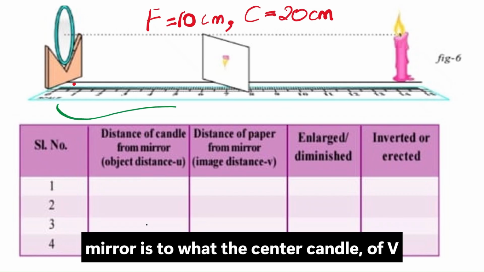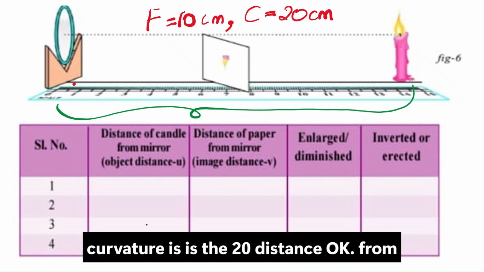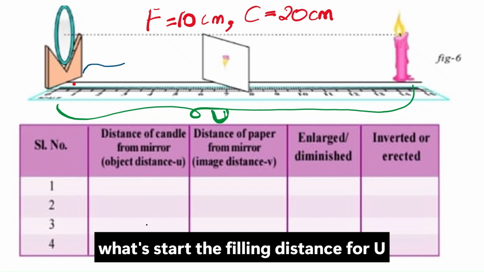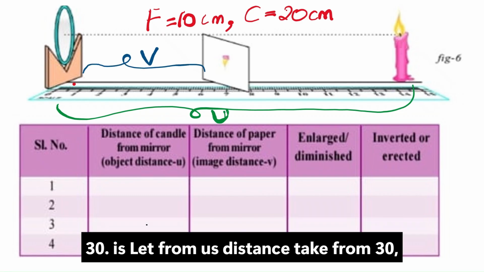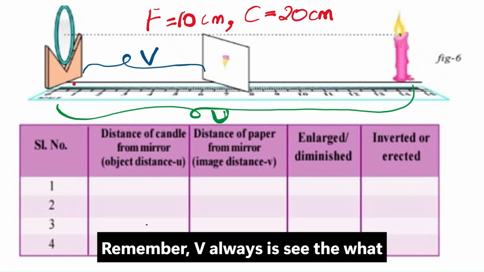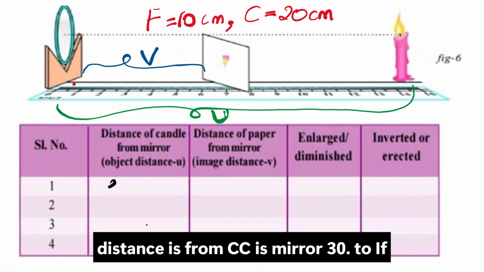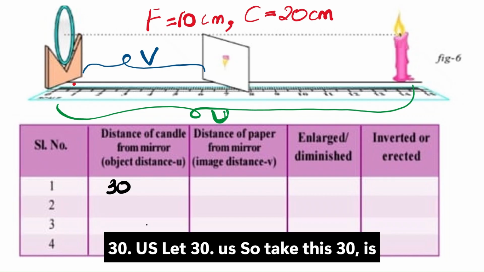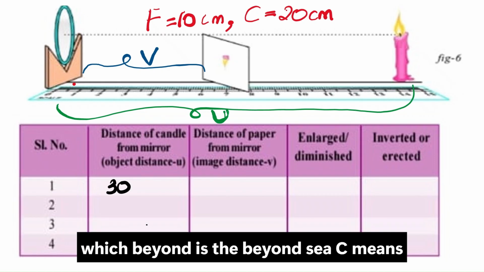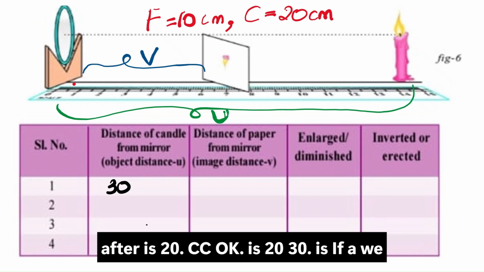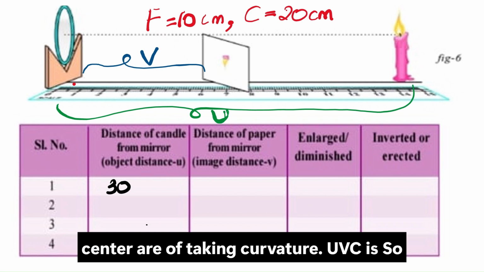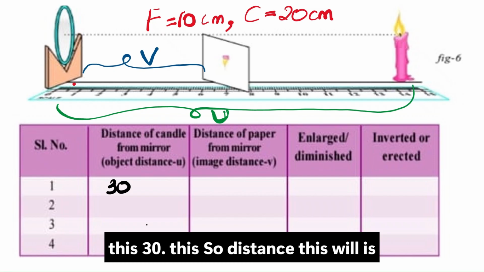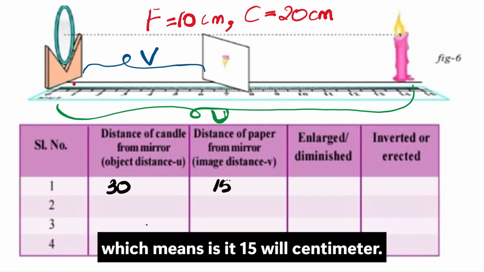Now, here you see the focal length is 10 centimeters, and C, the center of curvature, is 20. U is the distance from mirror to the candle. V is the distance from mirror to the paper. Now let's start filling. Let us take U as 30, which is beyond C. Remember, C is 20, so 30 is beyond C, which means it comes after 20.